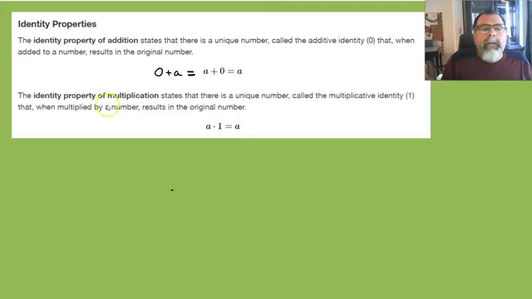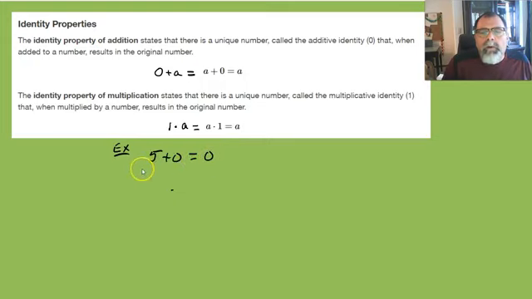And the identity property of multiplication: the identity for multiplying is 1, and any number times 1 is itself. Or again, because multiplication is commutative, we could do it the other way around. 1 times any number is the same thing as any number times 1, which is just itself. So for example, 5 plus 0 is 5.